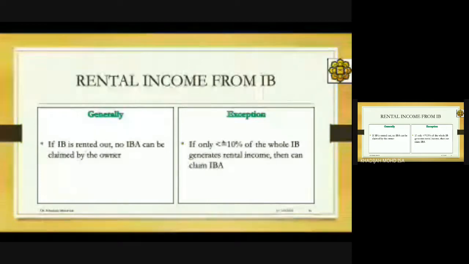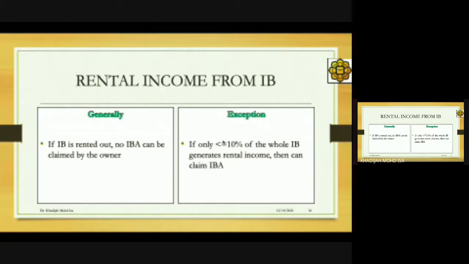So you have a building, and you rented out the building, and then the tenant used the building as an industrial building. In this case, who is going to claim the industrial building allowance? The tenant, depending on the capital expenditure incurred by the tenant in making the building an industrial building.